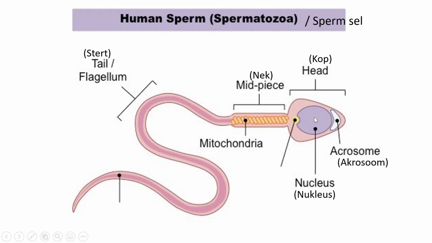Then we have a midsection or a middle piece, and very, very important, in your middle piece you've got mitochondria. And if you can remember, the function of mitochondria is to give energy to the cell. Without the mitochondria, this little guy would not be able to swim.